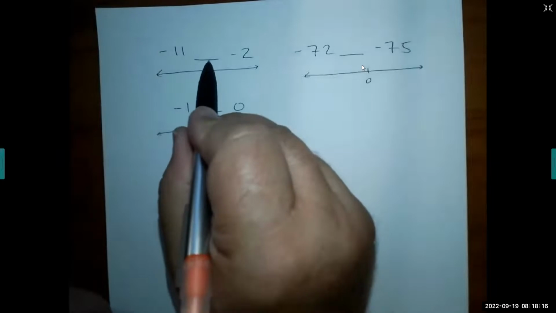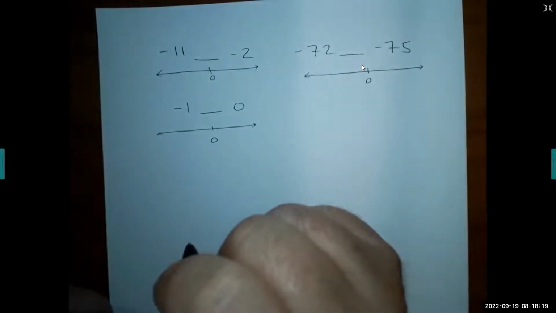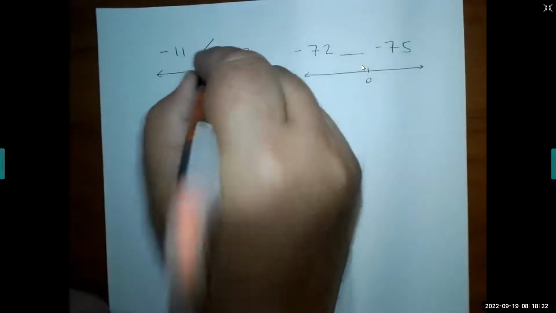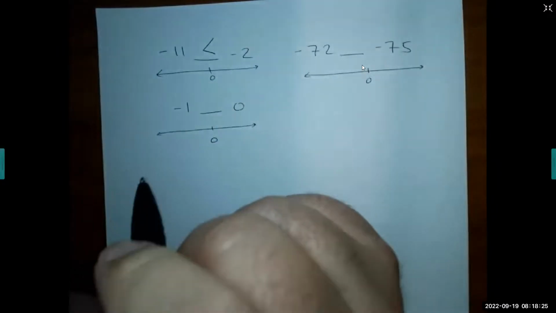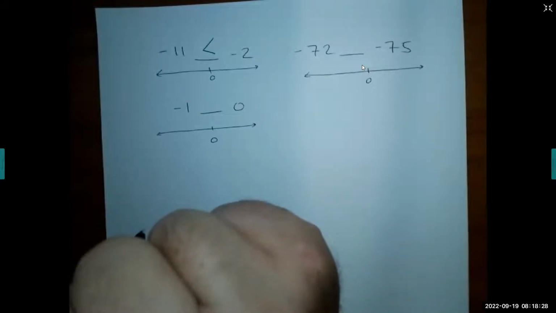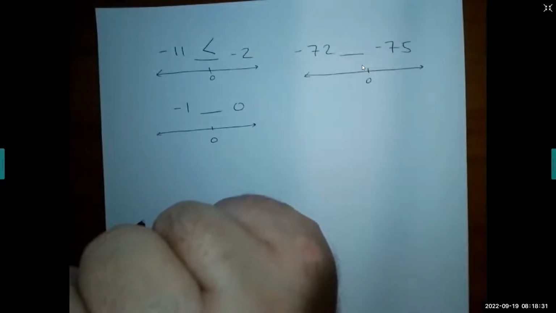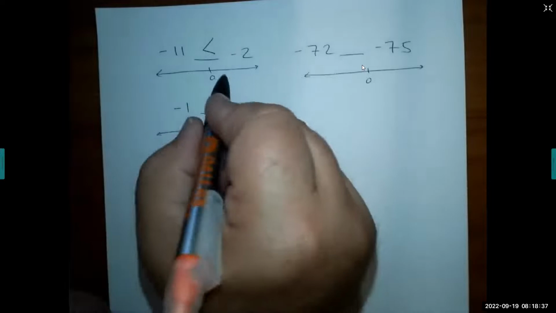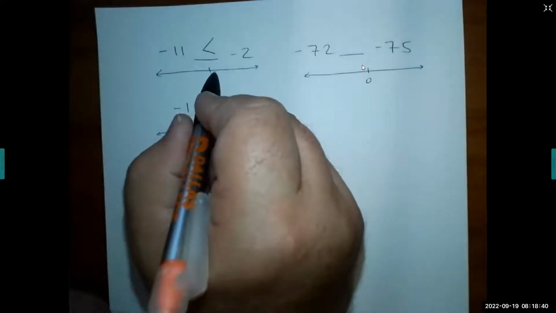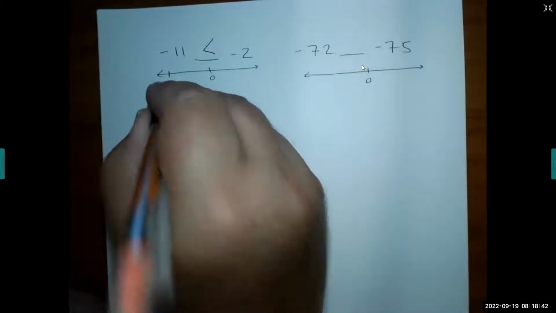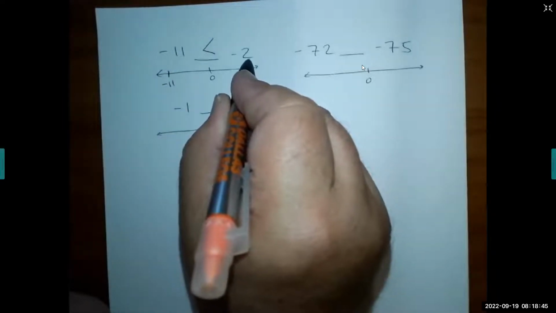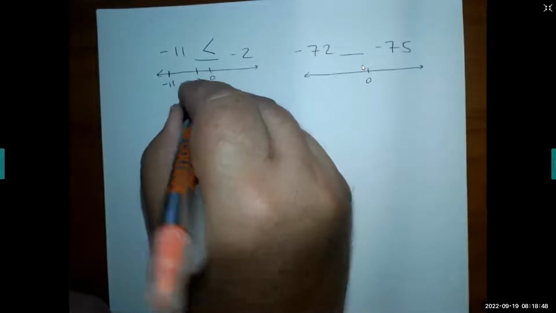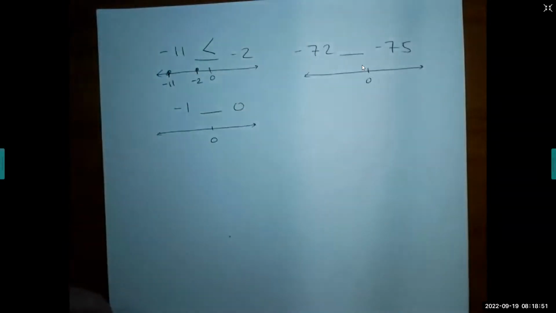So the first one, what direction is it pointing? To the left, because -11 is smaller than -2. So how would I put this on a number line? Where is -11? Very far to the left or closer to 0? Very far. Where's -2? It's closer to 0. So there we have our two numbers. And since -11 is to the left of -2, it's less than.